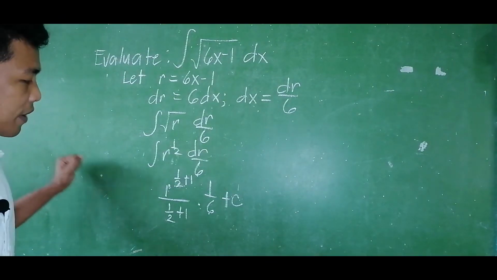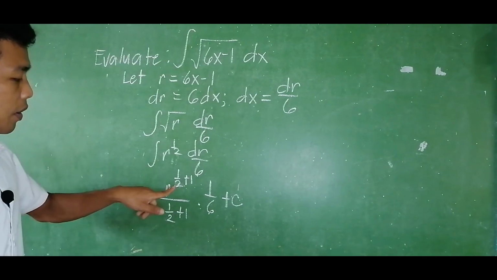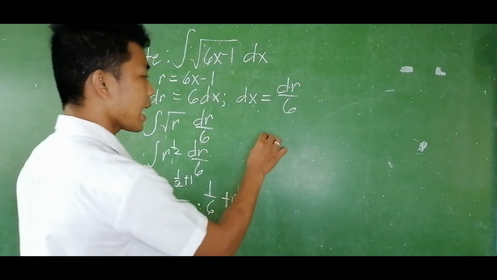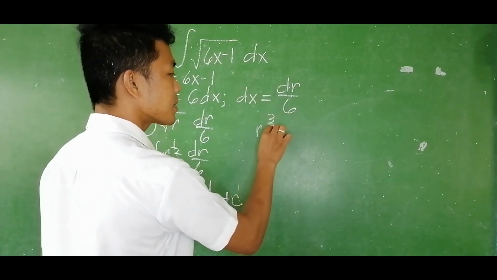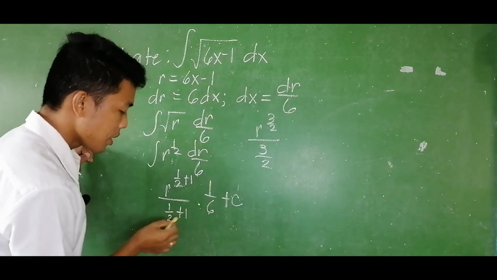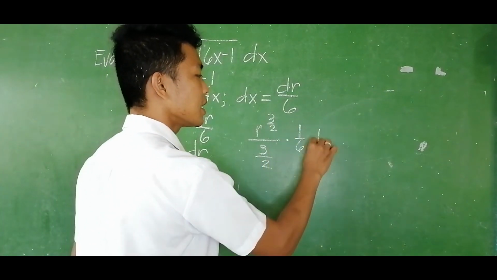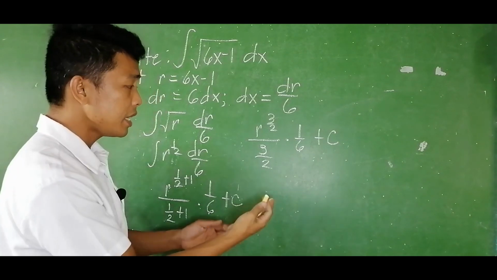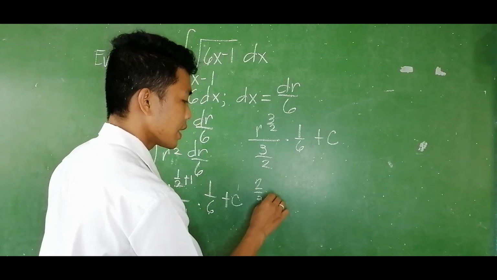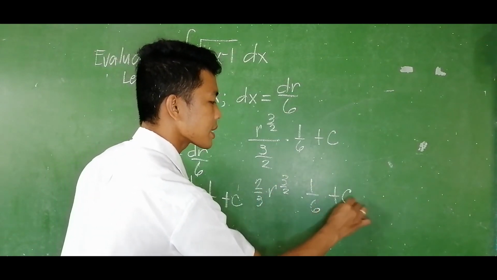Now, we will simplify r raised to 1/2 plus 1, and 1/2 plus 1 in the denominator. 1/2 plus 1 is equal to 3/2, or 3 halves. So, we will get r raised to 3 halves over 3 halves. 3 halves is our simplest form of 1/2 plus 1, times 1 over 6 plus C. Again, we get the reciprocal of the denominator. We will get 2/3 r raised to 3 halves times 1 over 6 plus C.